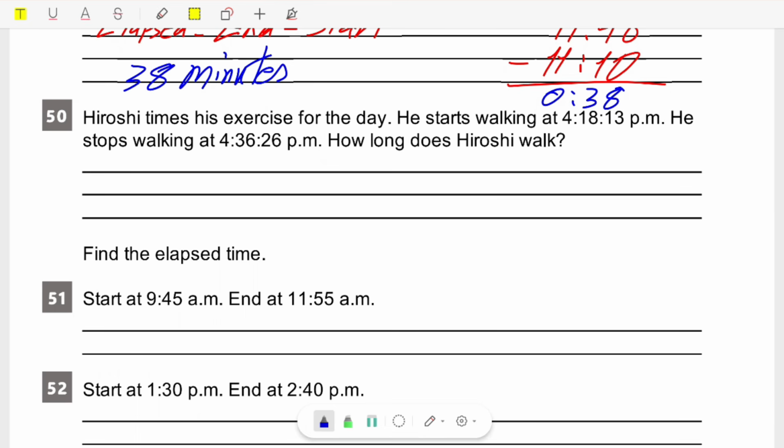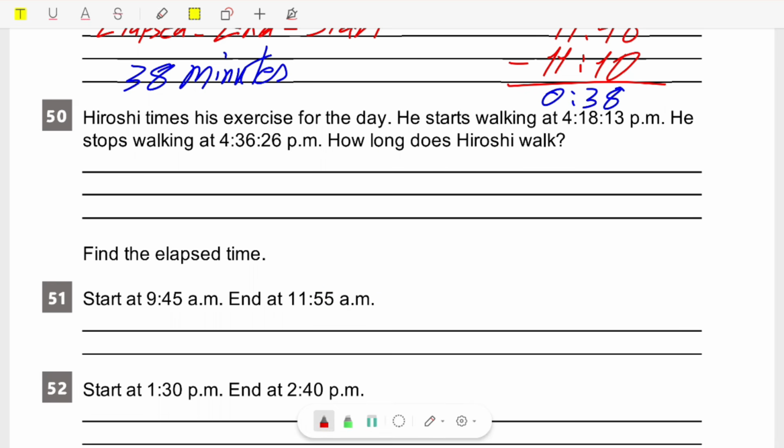Hiroshi times his exercise for the day. He starts walking at 4:18:13 p.m. He stops walking at 4:36:26 p.m. How long does Hiroshi walk? So he's asking about elapsed time here. He gives you the start time and the end time, and he's asking about the elapsed time. So we're going to subtract again.